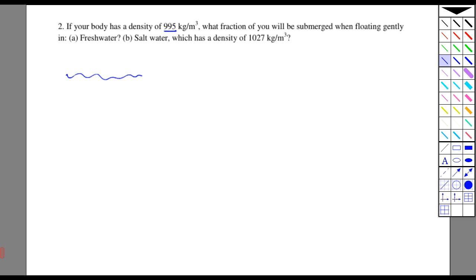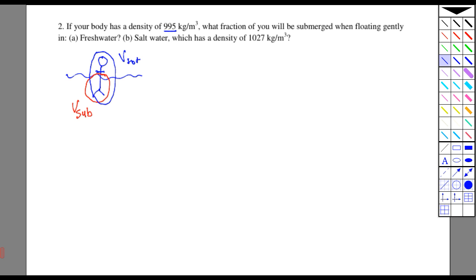So here is our person in water. Only part of the body is submerged, so that's this part that I've just circled here. So we'll call that volume V sub. Okay, and then the total volume is just the whole person, and we'll call that V total. Okay, so this is our problem.